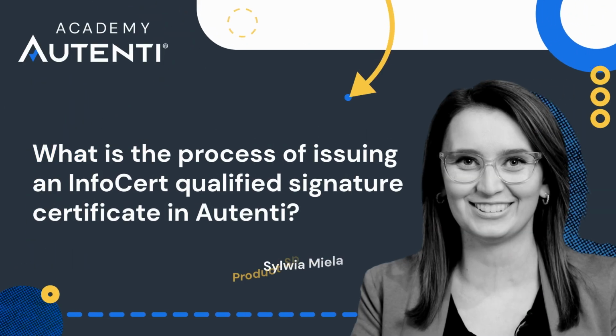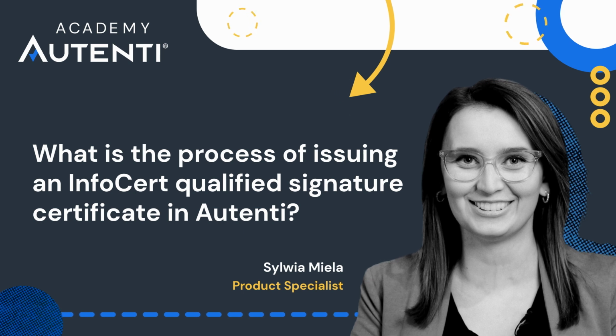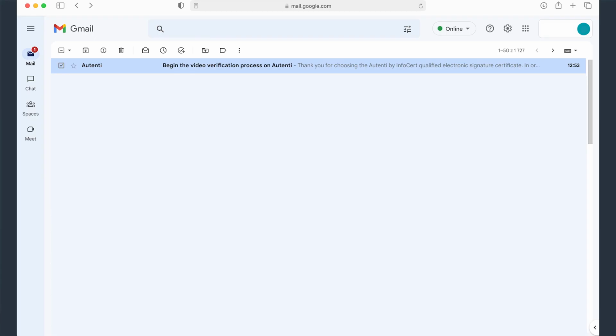Today, I will tell you about the process of issuing an InfoCert qualified signature certificate in Autenti. Let's get started. You can order an InfoCert qualified signature certificate via Autenti website or by contacting a sales department representative directly. As an applicant, you will receive a message with instructions to your email address.